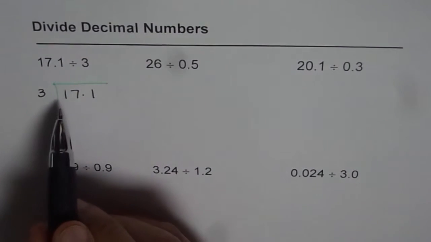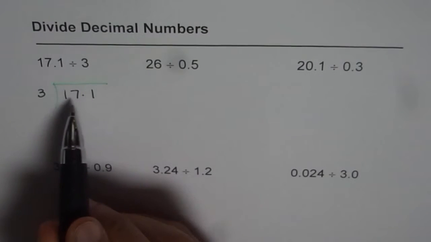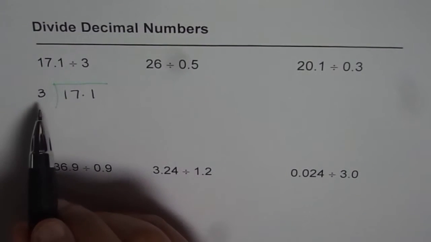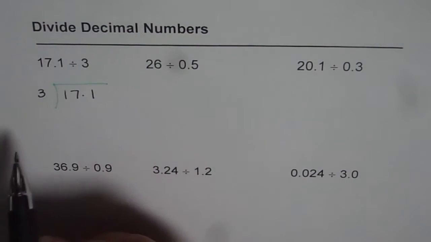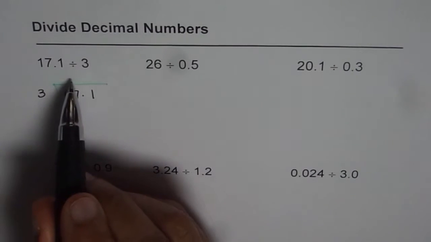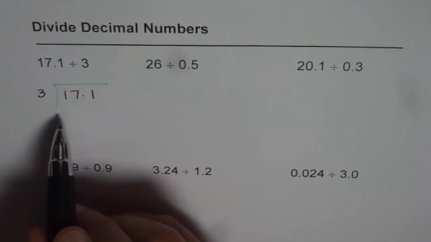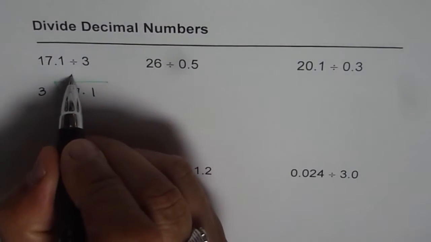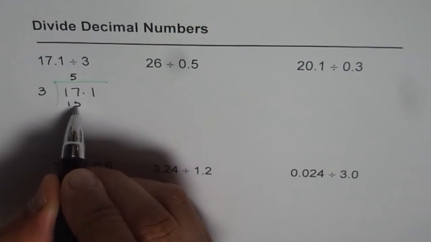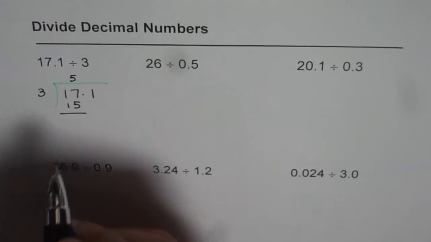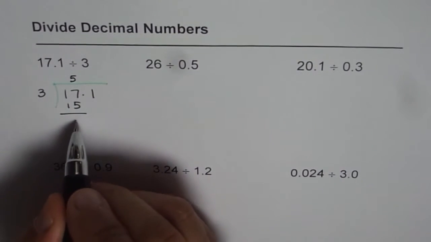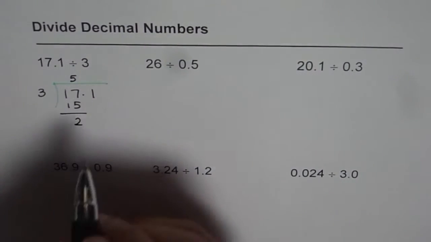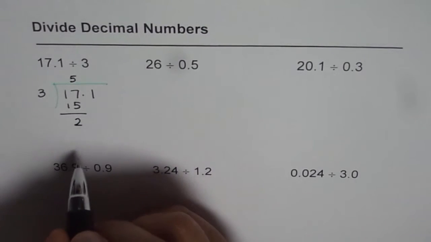Now if I have to divide 17.1 by 3, I have to see what is the number which I can place here. 3 times what is close to 17 but less than 17. The number is 5. So we know 3 times 5 is 15. So that's a normal division. So we take away 15 from 17, get 2. Now we have to take the next number down.